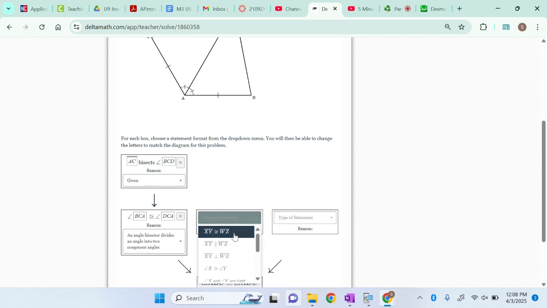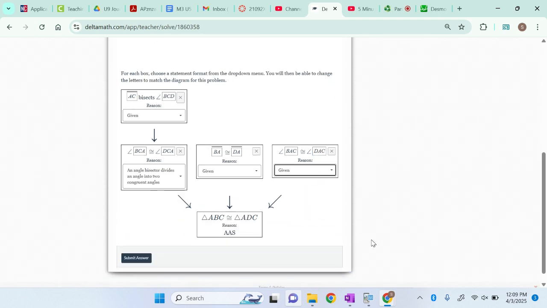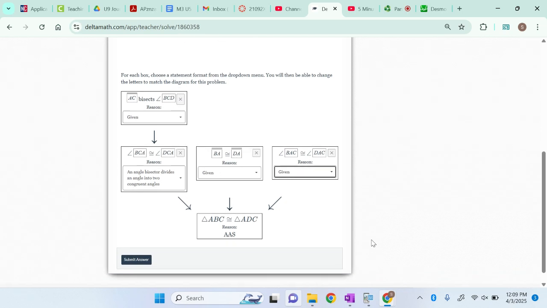So I would say that segment BA is congruent to segment DA, and I know that because it was given. And then angle BAC is congruent to angle DAC, and again because it was given. And then that shows the reason you can prove those triangles are congruent is by angle, angle, side. They already gave that to us.